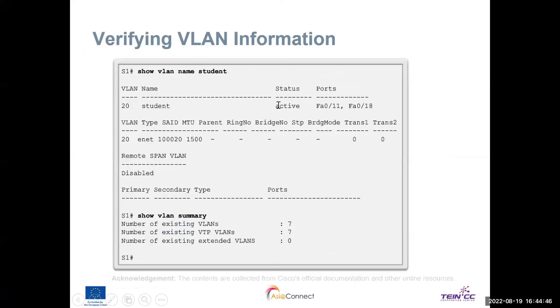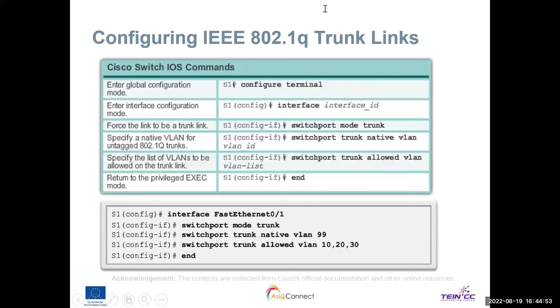So we can check which VLANs are assigned to which port. So let me go into the trunk configuration. To do the trunk configuration, we have to go to the interface and say switchport mode trunk. This is the line. It was earlier switchport mode access. Now it is switchport mode trunk.